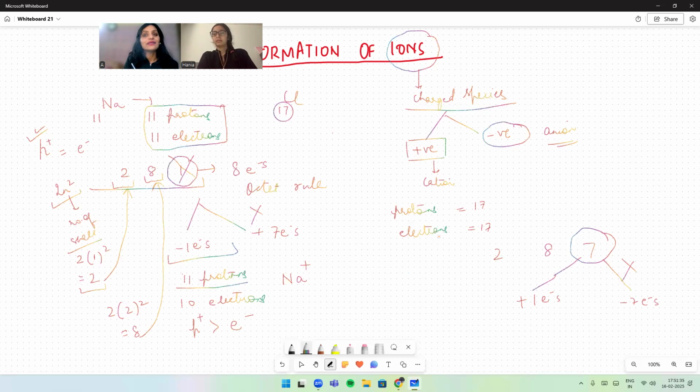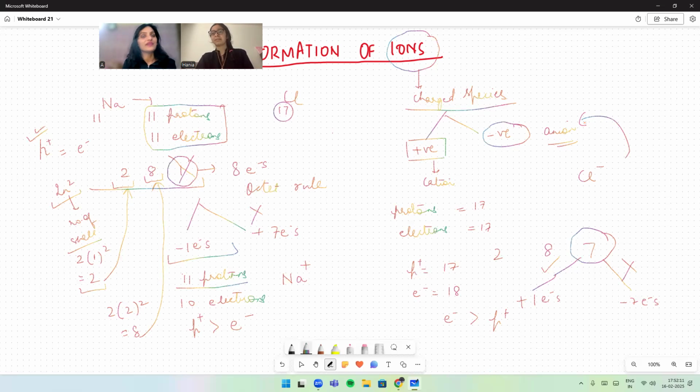That means the electrons have increased, right? So now what will be the situation? If chlorine follows this path, protons are 17 only, and electrons have become 18. That means the electrons are more as compared to protons. And I told you the one which is higher in number will dictate, right? So now chlorine will have a negative charge on it. It's called chloride ion, and it is an anion.